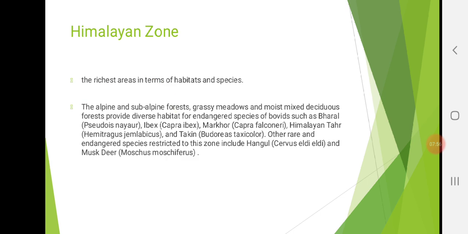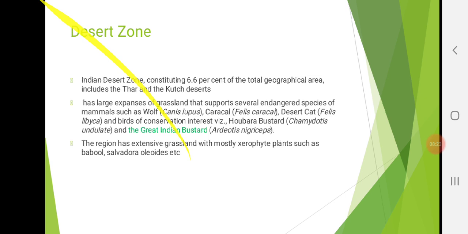Next, again in the Himalayan zone, I just explained the richest areas in terms of habitats and species. Here some species names are given: bharal, ibex, markhor, Himalayan tahr and takin. And other rare endangered species restricted to this zone include hangul and musk deer. Pronunciation may vary, so don't laugh.